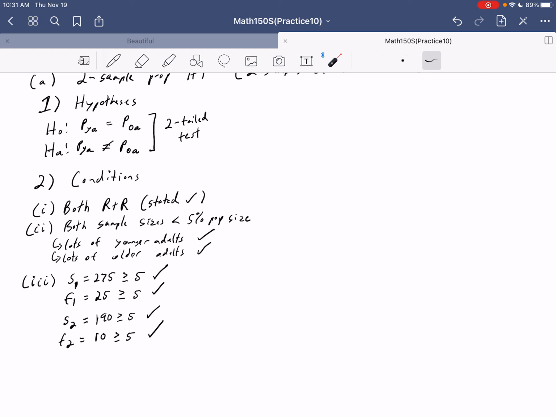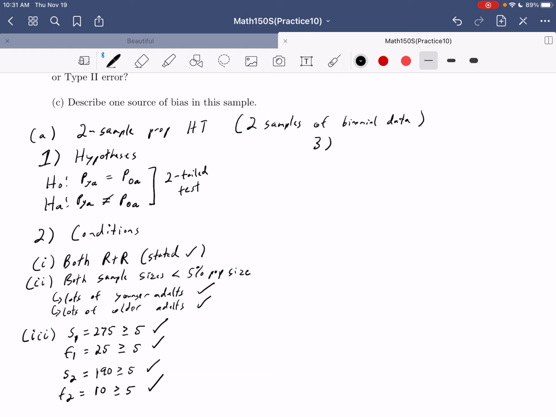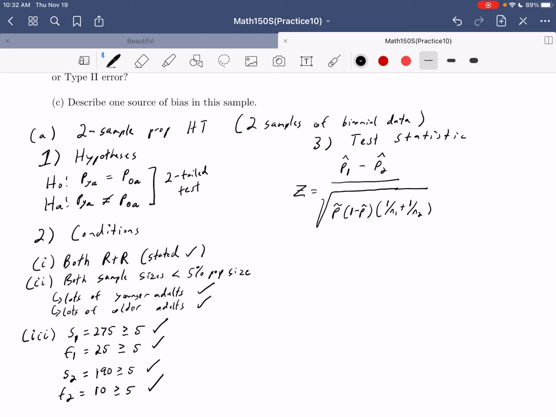So we're all good. So there were at least 5 successes and 5 failures for the younger adults, and there were at least 5 successes and 5 failures for the older adults. So all the conditions are met here. So let's go ahead then and move to our test statistic. So once again, this will be Z, and our formula here is going to be P1 hat minus P2 hat divided by the square root, and then we get that P tilde, 1 minus P tilde, 1 over N1 plus 1 over N2. So pretty messy here.